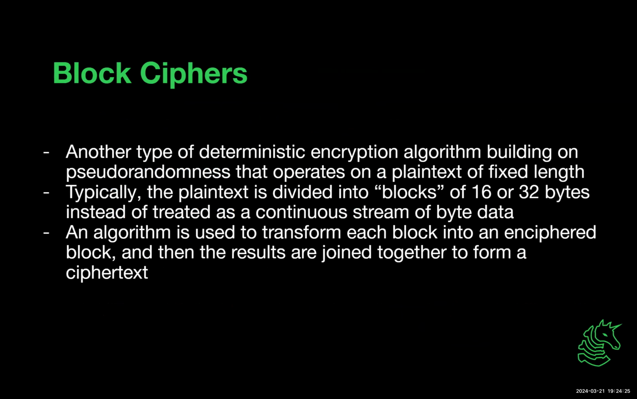And this is another type of deterministic encryption that builds on pseudo-randomness similar to the stream cipher, except instead of operating at the byte or bit level, we take a look at entire blocks of text now. So that would be typically 16 or 32 bytes, which is the word level would be the 32 bytes, and the block level would be 16. So instead of treating it as a continuous stream of byte data, we take a look at each block and deterministically encrypt it in a similar fashion.